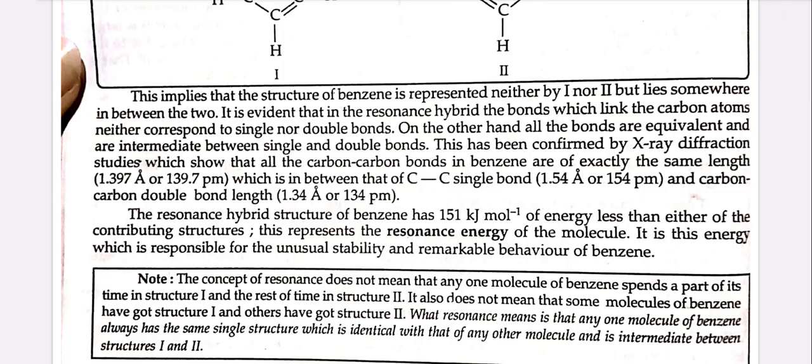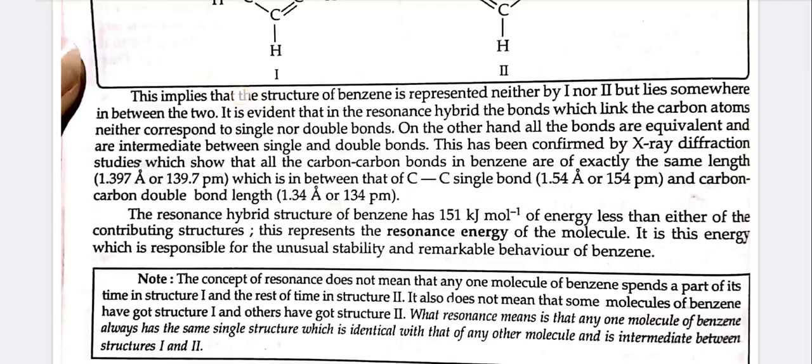What resonance means is that any one molecule of benzene always has the same single structure, which is identical with that of any other molecule and is intermediate between structure 1 and 2. Another example of resonance is carbon dioxide. Carbon dioxide is considered to be a resonance hybrid of three contributing structures as shown here.